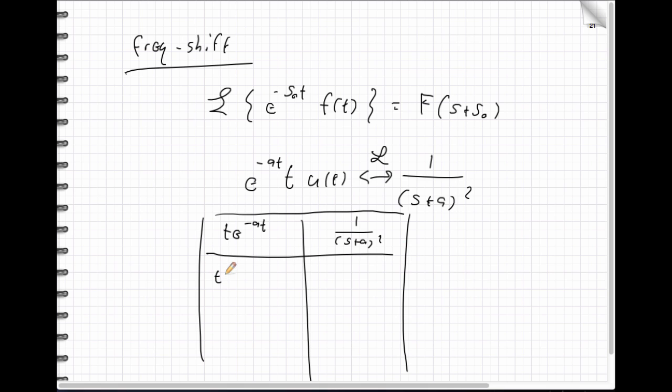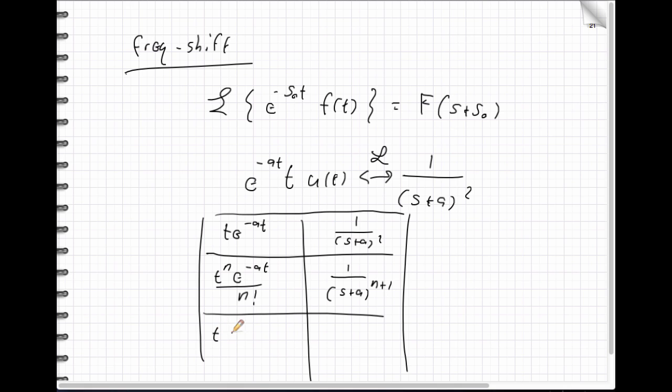Then we can also generalize it. If I have t to the n e to the minus a t over n factorial, then that is equal to 1 over s plus a to the power n plus 1. Okay? And let's do another one.